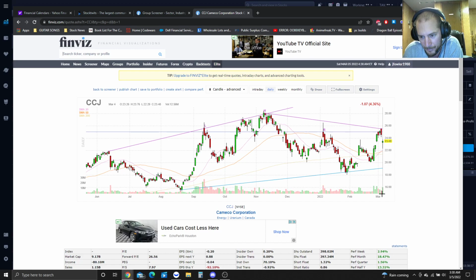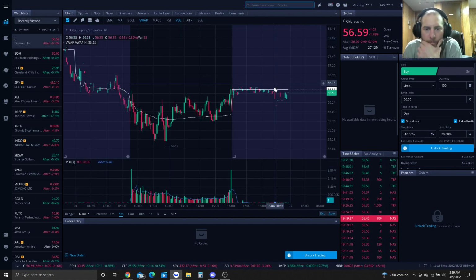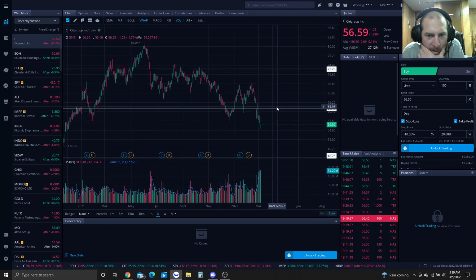Volume is picking up, right? You see here the volume bar is much higher than yesterday. Filled this gap, popped off of demand. CCJ is one I'm going to add to this list. Just strictly from a daily chart.